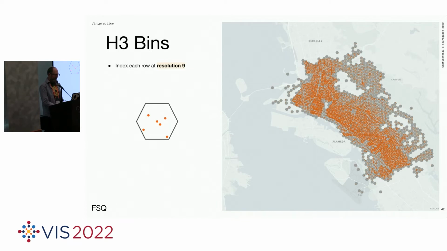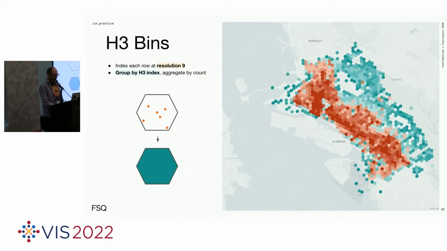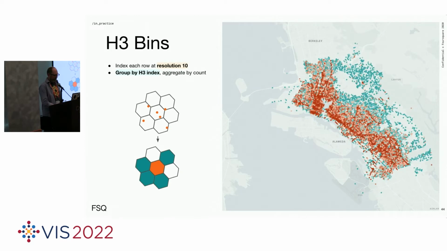So usually the first thing that I do when I'm working with a point data set in H3 is to bin each point at some given resolution. Here we've binned to resolution 9, and you can aggregate that by count, and then you quickly get this sort of density plot of these incidents over the area of the city. It might seem that that was too coarse, and so you can choose to re-aggregate to resolution 10.